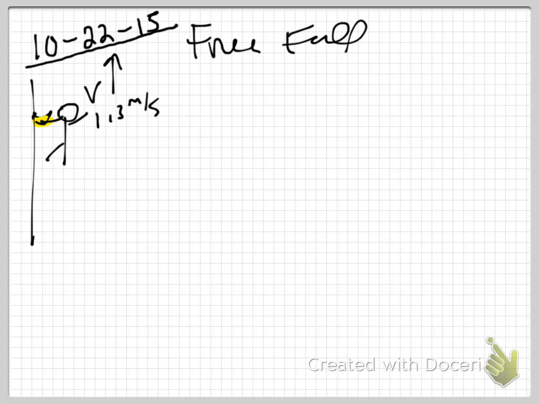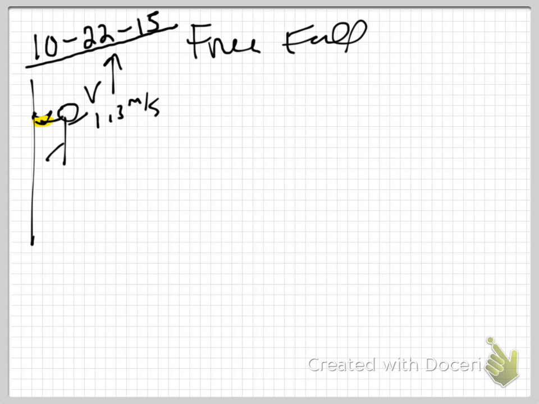The banana is moving at the same velocity you are. The banana is moving upward at 1.3 meters per second until the moment you drop it. So the banana's initial velocity is not zero. And you have to think about, and that's where it becomes even more essential in the next chapter, but it really helps in this chapter, draw the picture.